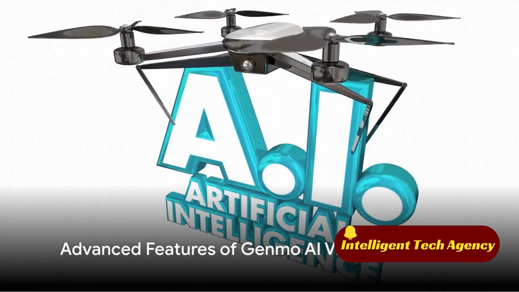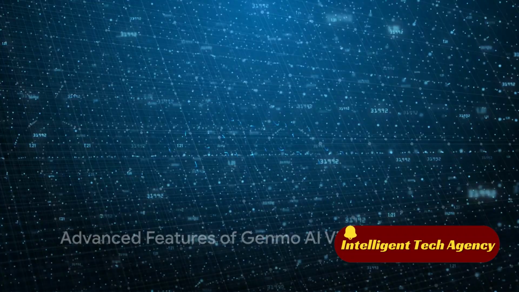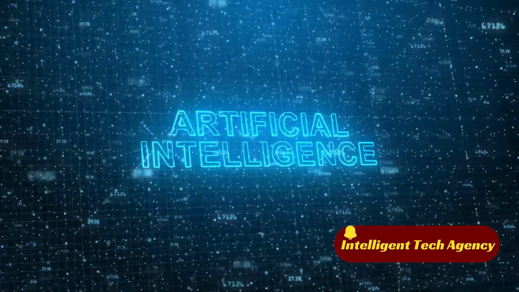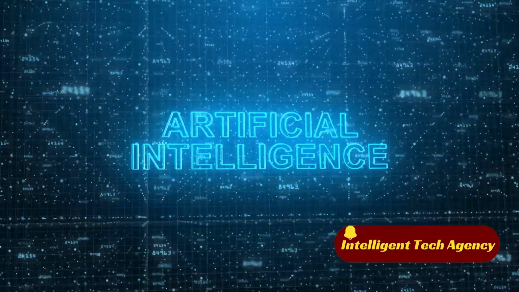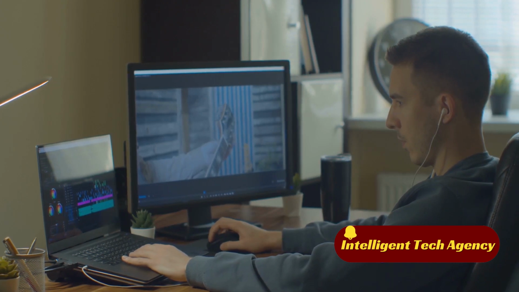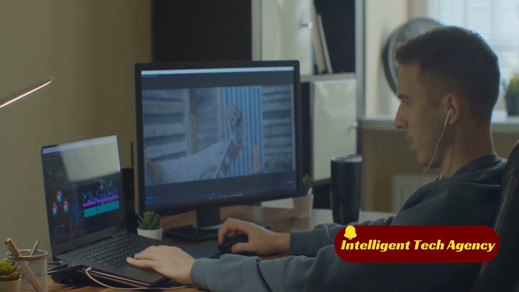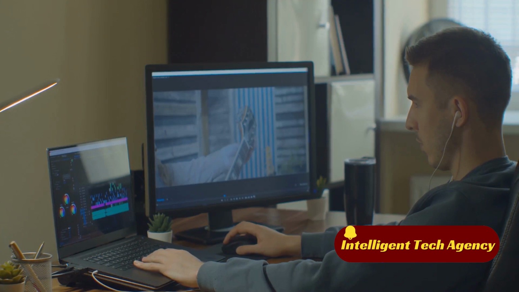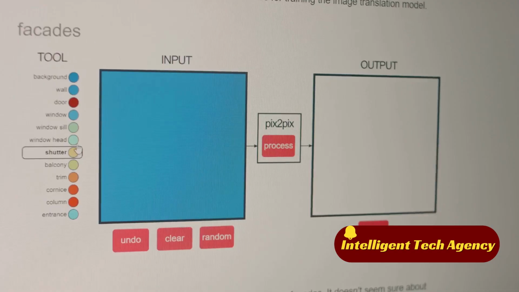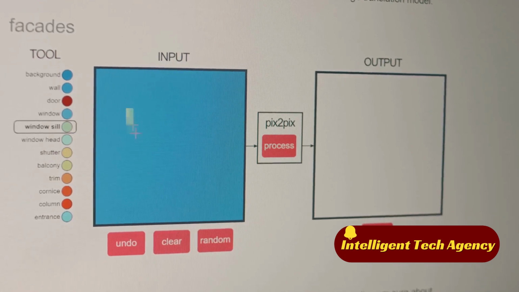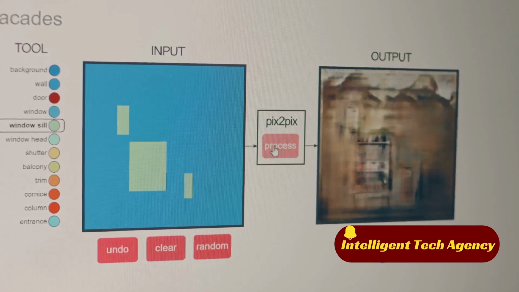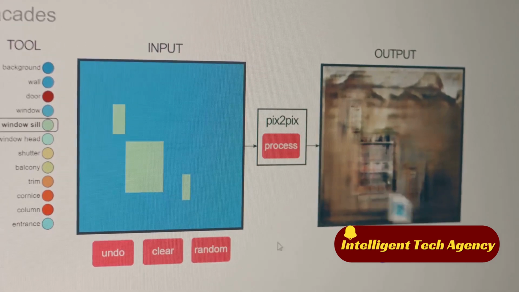While Genmo AI Video Generator is easy for beginners, it also has powerful features for more advanced users. Let's delve into these features to help you unleash the full potential of this remarkable tool. Firstly, Genmo AI Video Generator offers the ability to customize video settings. This might sound technical, but it's actually quite straightforward. You can adjust elements like the frame rate, resolution, and aspect ratio to suit your needs, ensuring your videos are of the highest quality and compatible with various platforms.